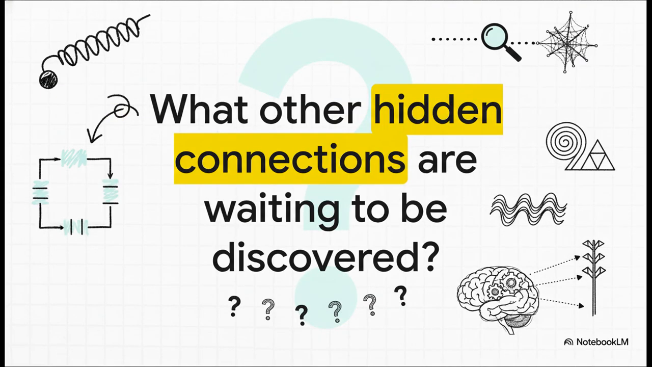And that leaves us with a final, kind of mind-bending thought. If a spring and a circuit are secretly twins, what other, even deeper connections are still hiding out there in plain sight, just waiting for us to find the right mathematical language to reveal them? The world is absolutely full of these hidden patterns, and now you know how to start looking for them.